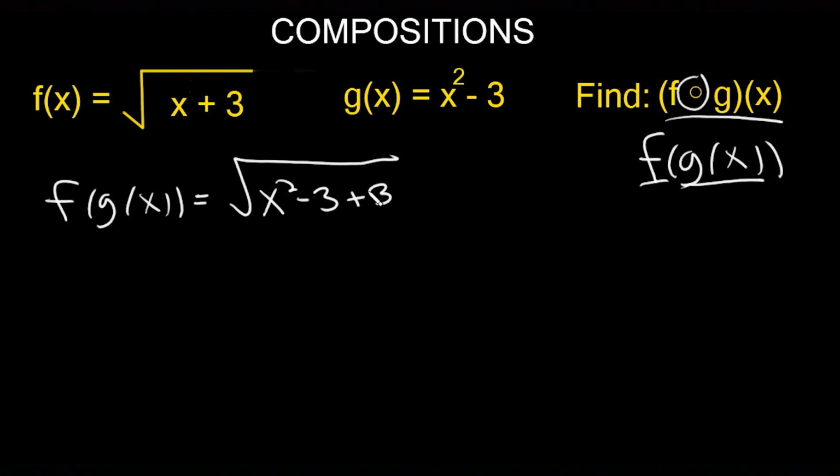And then I'm pretty much done. I just have to simplify it down. I have a negative 3 and a positive 3. They're going to go ahead and cancel each other out. And then I have the square root of x squared. Well, that's just going to be x.